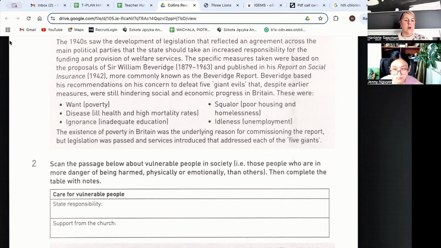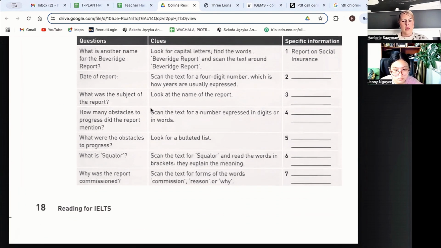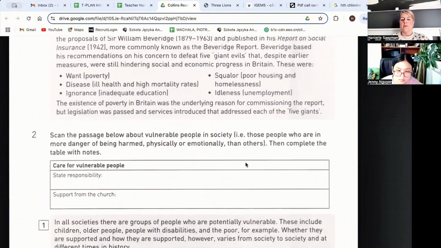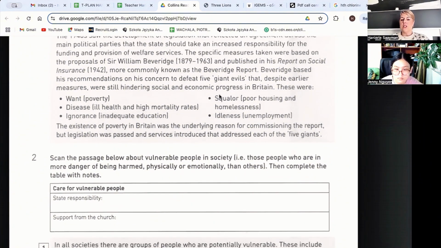And in the next one, what is squalor? Scan the text for squalor and read the words in brackets. They explain the meaning. Okay. So what does squalor mean? It means poor housing, homelessness. Poor housing and homelessness. Do you know what homelessness is? They have no home. Yeah. Just live on the street.